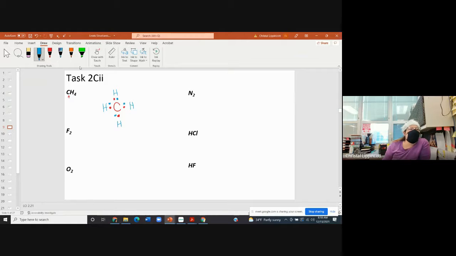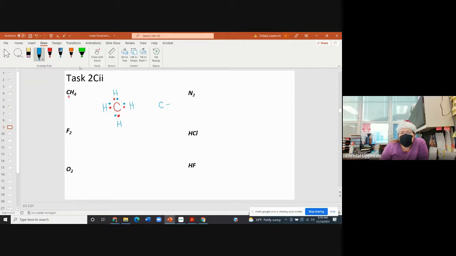Carbon needs how many to be satisfied? 8. It needs an octet. It has 4 to give, okay, but it needs 8. And each one of these hydrogens is giving it the one it needs. So that gives carbon its 8.